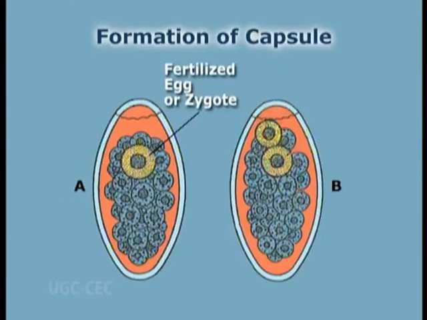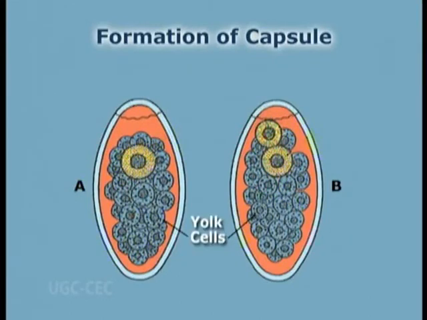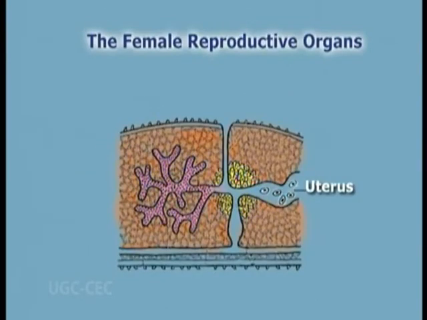You can observe the other figure. The zygote and the mass of yolk cells enveloped by the shell constitute the capsule. When a complete capsule passes into the uterus, the capsule formation occurs throughout the year, and one fluke may produce more than 50,000 capsules in a year.